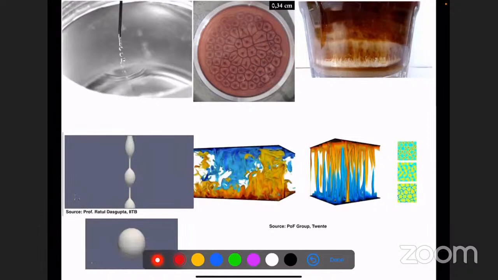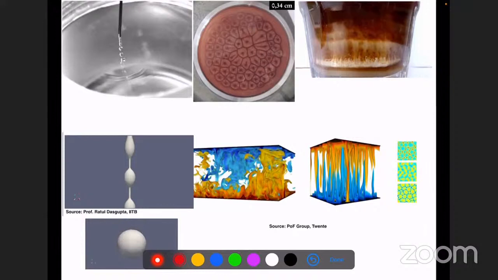And it need not always be unstable. So what you see here at the bottom is a case of a spherical drop, which does not really break up, but undergoes oscillations. So what we are going to also talk about would be circumstances of instability, as well as settings where there are no instabilities, but there can be oscillations, waves in the system. So the second part of today's lecture would focus on those kinds of oscillations in a system, which we will be calling waves in fluids.